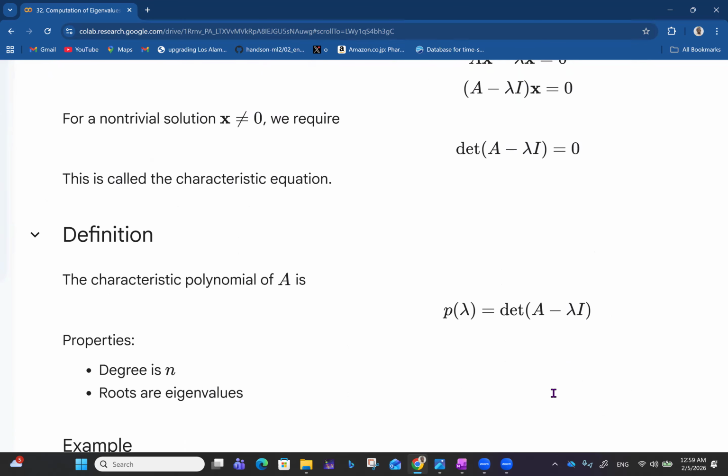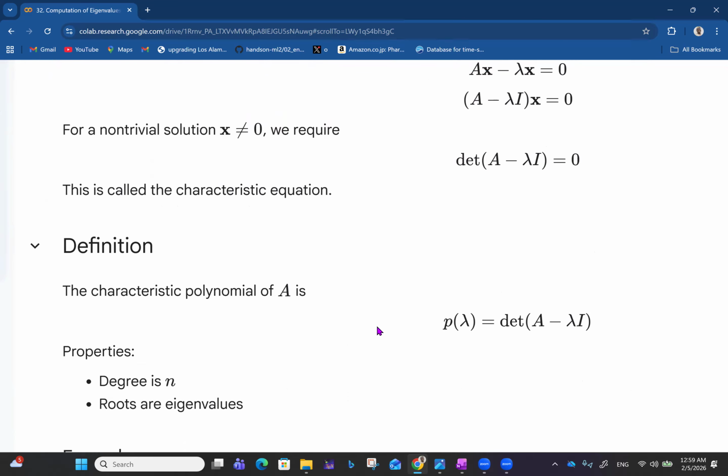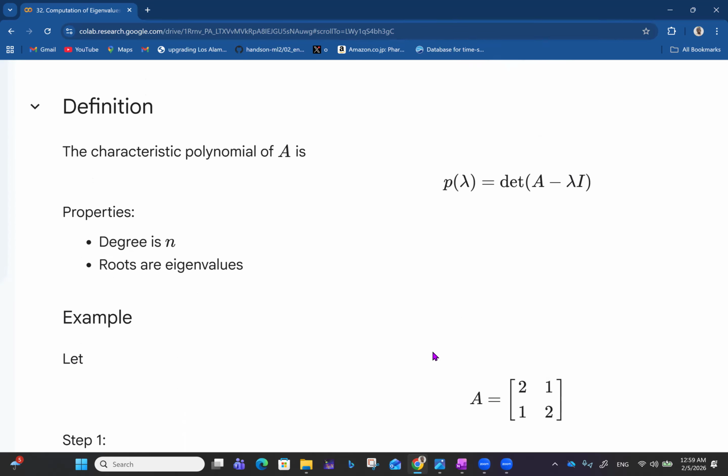We have another definition here. The characteristic polynomial of A is P of lambda, which is the determinant of A minus lambda I. For me, I like to use the absolute value kind of sign for determinants. The property is that the degree of the characteristic polynomial is n, which corresponds with the dimension of the square matrix. The roots are the eigenvalues too. When you solve the characteristic polynomial by equating to 0, the roots you get are eigenvalues.